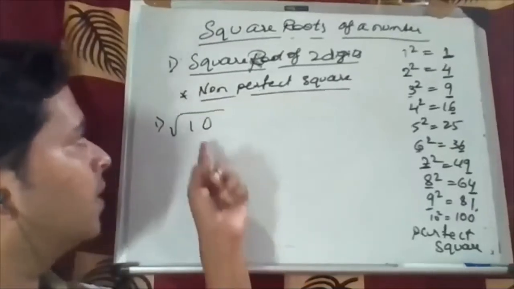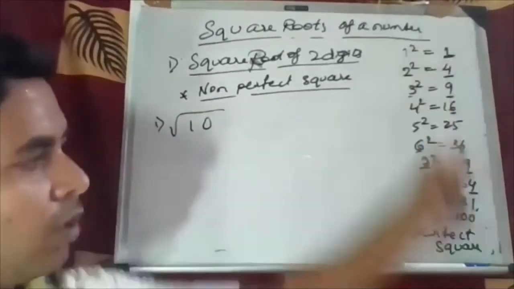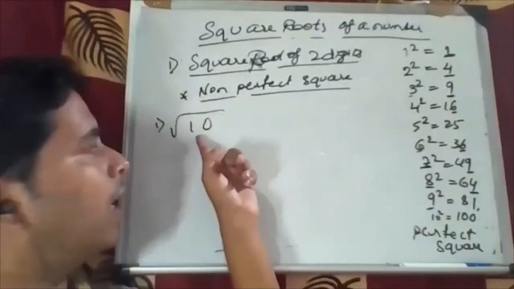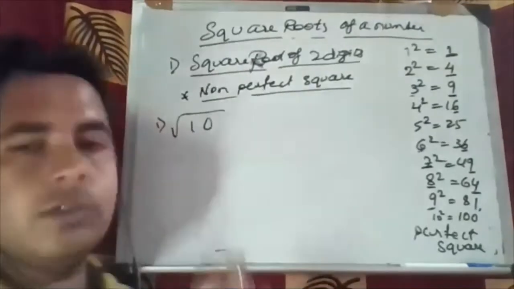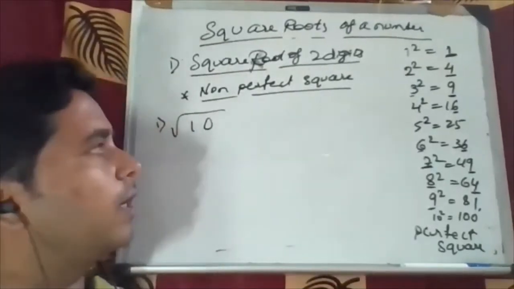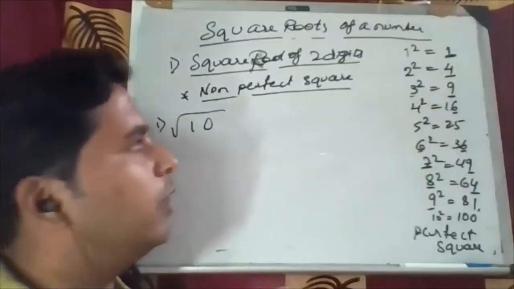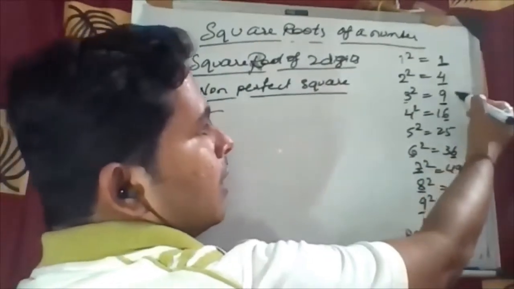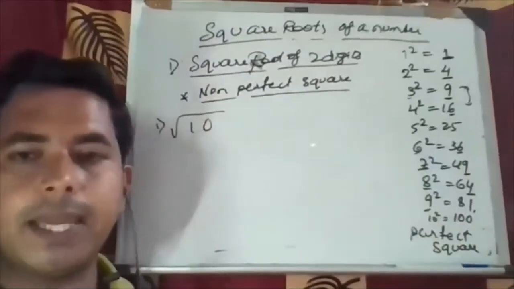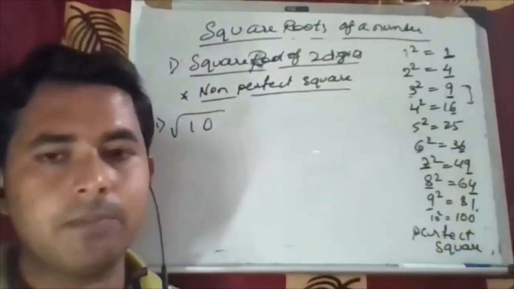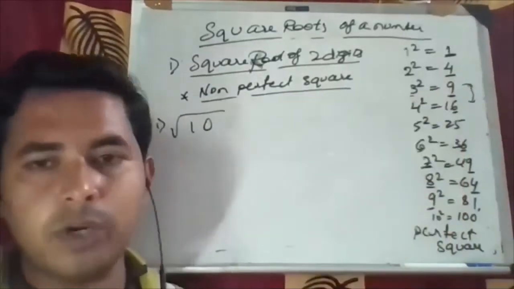So now to find the square root of 10, you have to refer to the table. So where does the value 10 lie? 10 is a square value, we have to find its square root. If 10 is a square value, where does it lie? It may lie in between 9 and 16. But which is nearest to 10? 9 is nearest to 10.